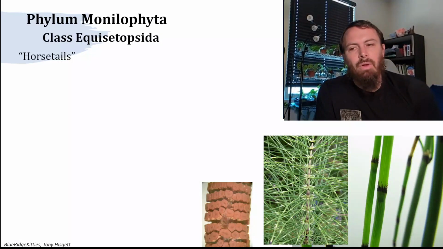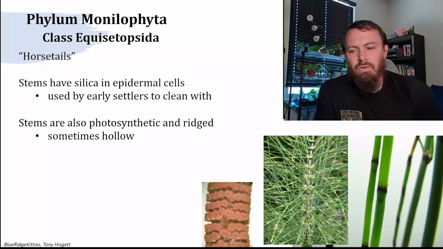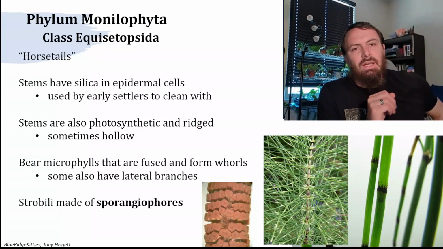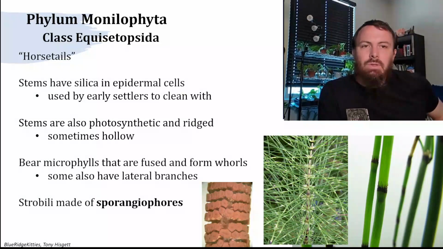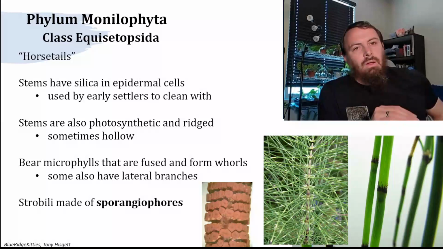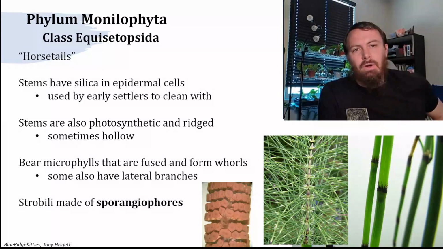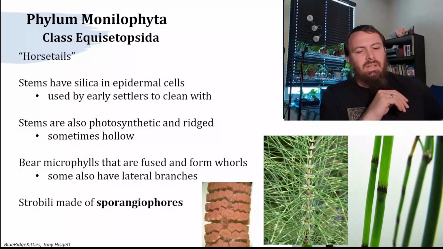Okay, now we're going to move on to class Equisetopsida. These are the horsetails. You've probably seen these around. They really like to be inside of waterways, or they basically like to have their feet wet. They don't like to be completely underwater, but they like their below ground structures to be completely saturated at all times. And if you try to grow them in your yard, they typically don't do very well unless it's a very wet environment. What's cool about these is the stems.